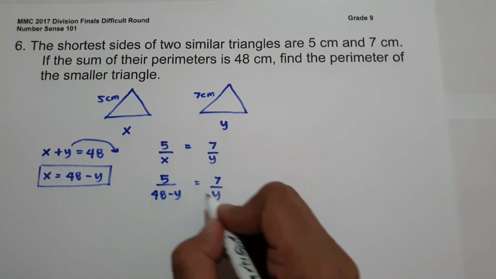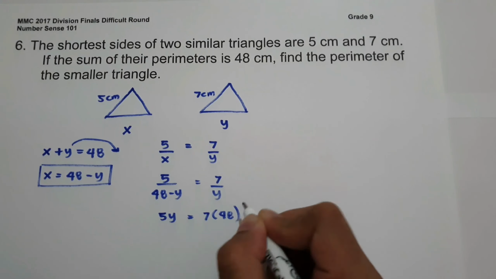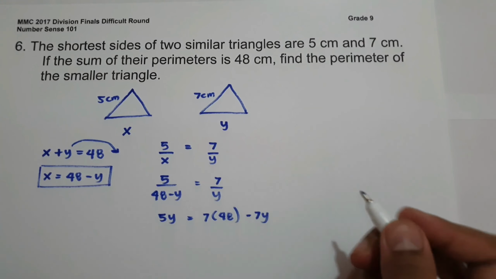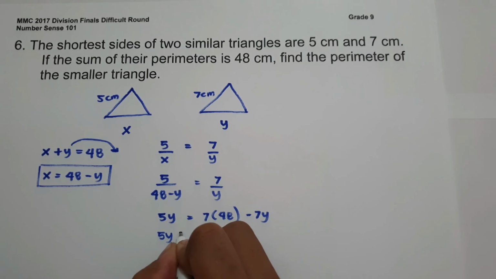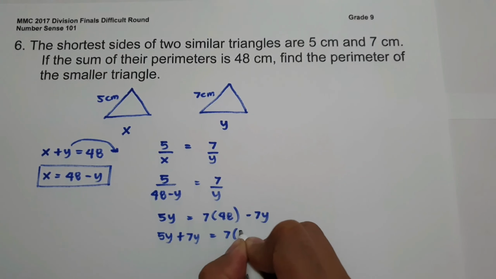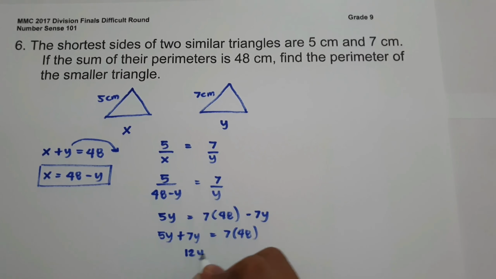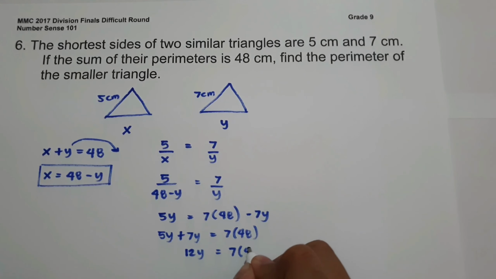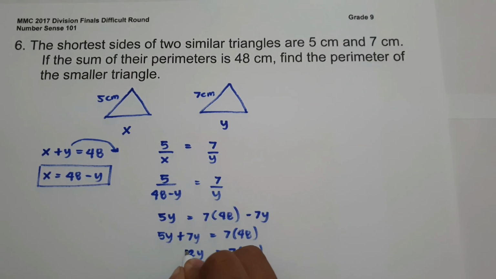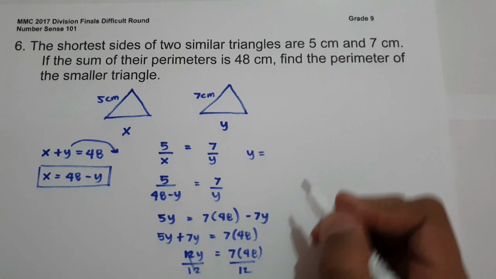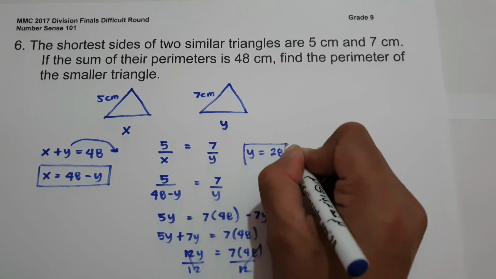Let us multiply 5 times y, that is 5y, and then 7 multiplied by 48, and then 7 times negative y is negative 7y. Let us move negative 7y to the side of 5y. It will give us 5y plus 7y equals 7 times 48. 5y plus 7y, that is 12y, equals 7 times 48. Let us divide both sides by 12. Let us cancel this one. So the value of y is 48 divided by 12, that is 4. And 4 times 7, that is 28. So this will be the value of y.